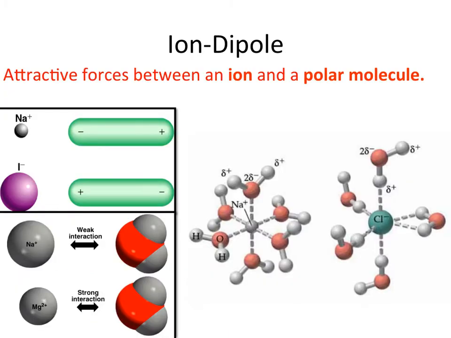The third type is ion dipole, and this is very simple. It's a polar molecule, something that has a slightly negative and slightly positive side.